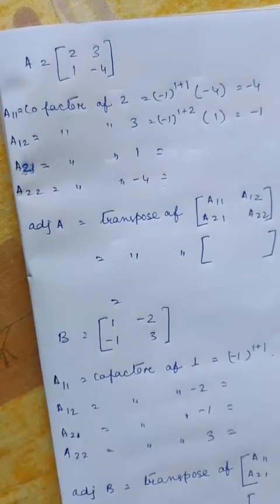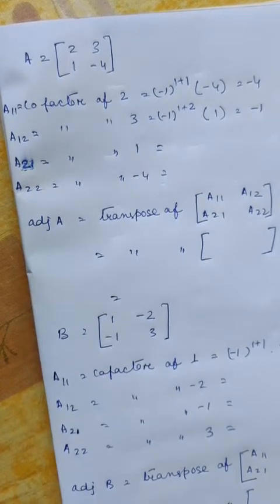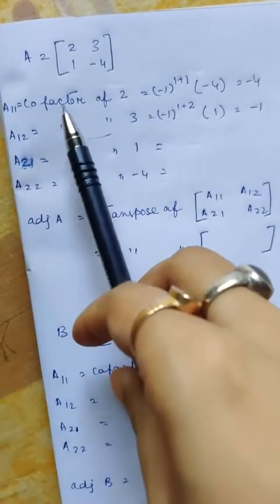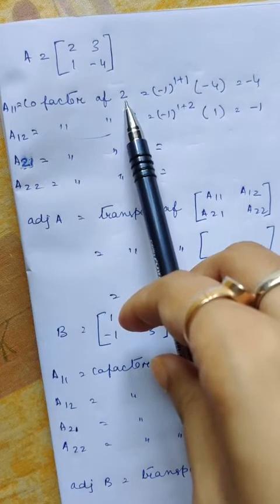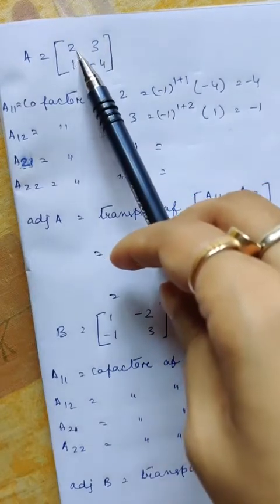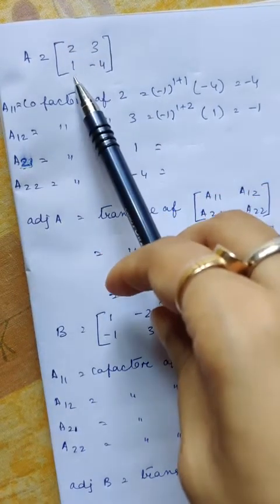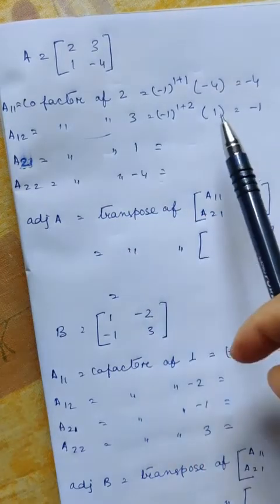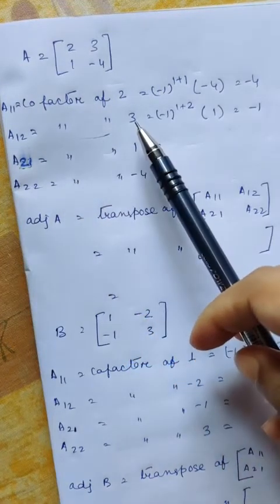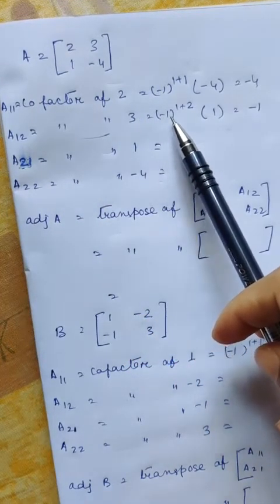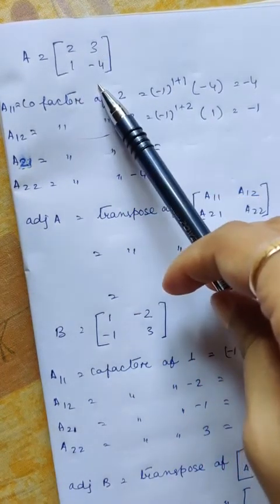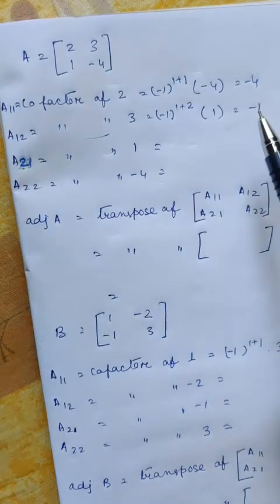Now we will find the adjoint A. So for that we have to find the cofactors of the elements of A. So A11 will be cofactor of 2. So cofactor of 2 will be minus 1 to the power 1 plus 1 into, we have to eliminate the first row and first column, so we will have minus 4. So into minus 4, our answer will be minus 4. A12 is the cofactor of 3, so is equal to minus 1 to the power 1 plus 2, and we have to eliminate the first row, second column, so we will have this 1. So answer is minus 1.